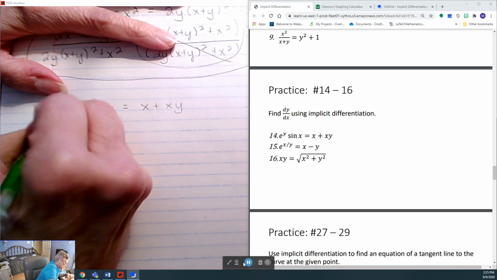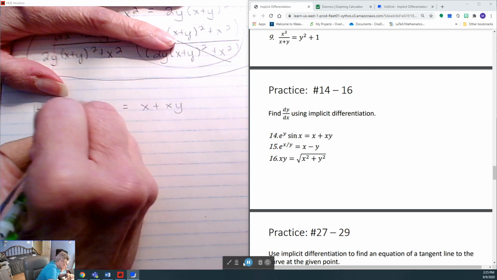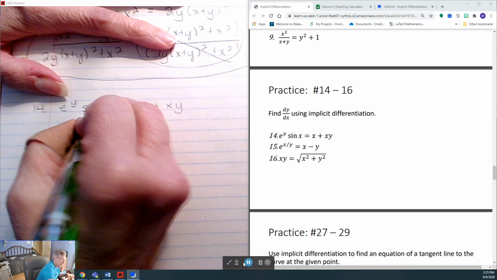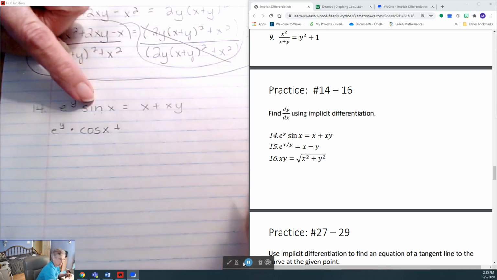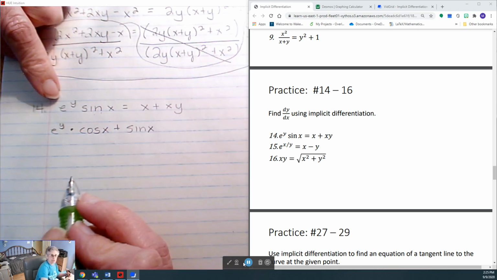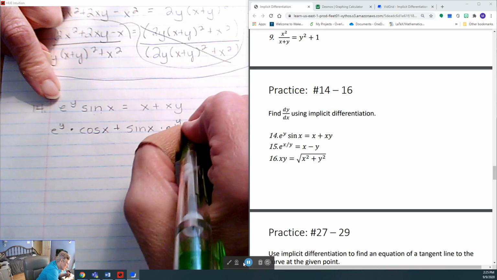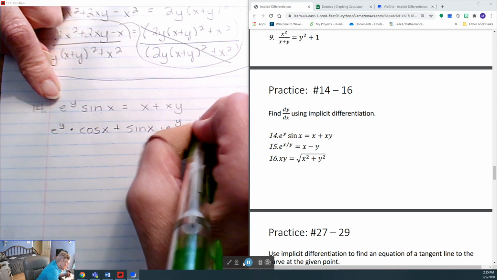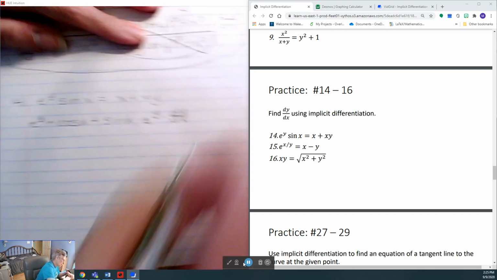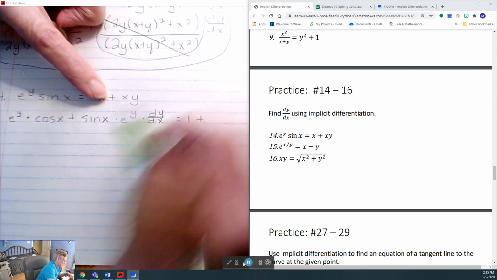So first, times the derivative of second, plus second, times derivative of first, and the derivative of e to anything is e to anything times the derivative of the anything, equals derivative of x is 1.